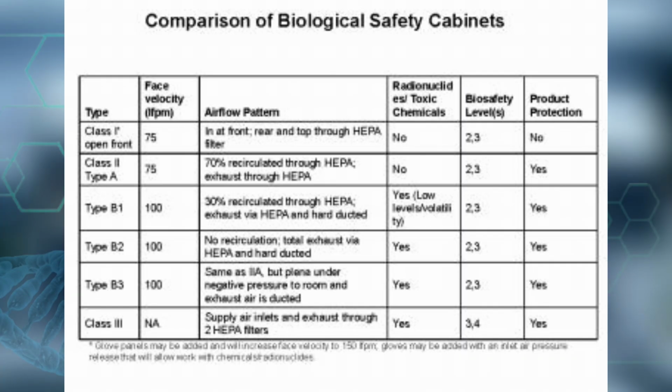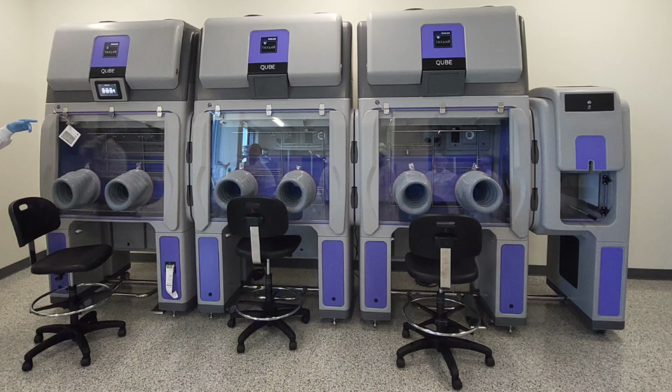In this table, we can appreciate the difference between the types of BSC classes depending on the air circulation. Class 3 biosafety cabinets provide the highest level of protection possible. They protect people, the environment, and the work samples, and can be used with extremely infectious biological agents.